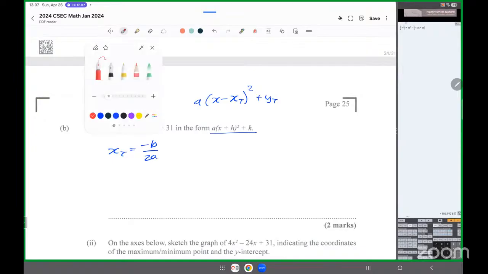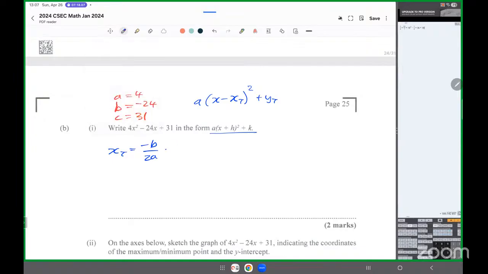So plugging them in now. Minus b over 2a. So it becomes minus negative 24 over 2 times a, which is 2 times 4. That becomes a positive 24 over 8, which becomes 3.